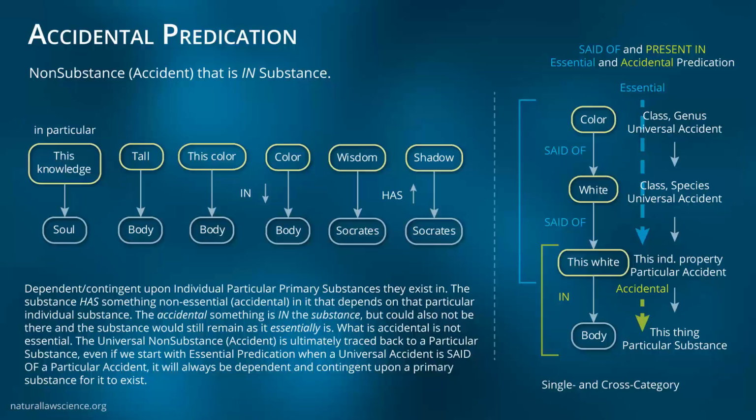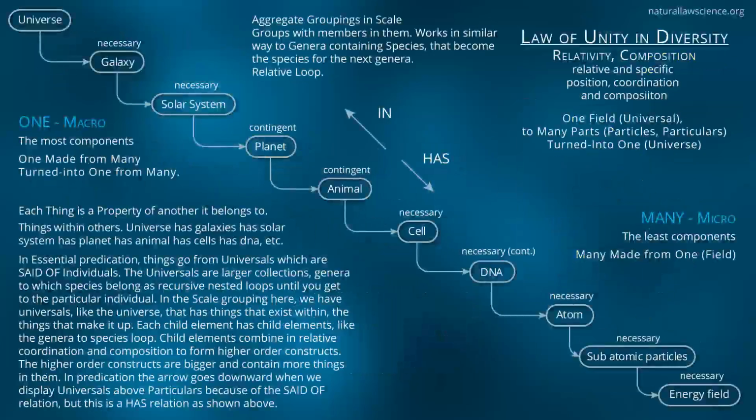So infographic 17A, of which 17B will just be a visual aid to show another way to see this. So, where do I start on this one? We have the law of unity and diversity. This has to do with relativity and composition, which is what I've been talking about before, between matter and form. The matter is the potential, the form is the actual.